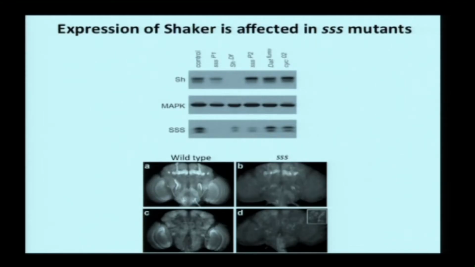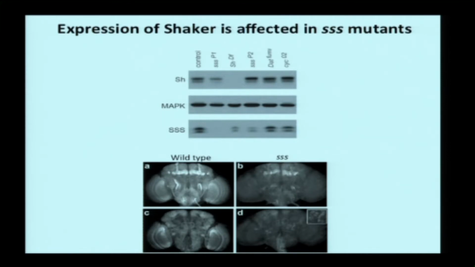And so we looked at the expression of Shaker in sleepless mutants, and we found that Shaker levels are reduced, as are sleepless levels in Shaker mutants, and that's here. So there is some reciprocal interaction here.